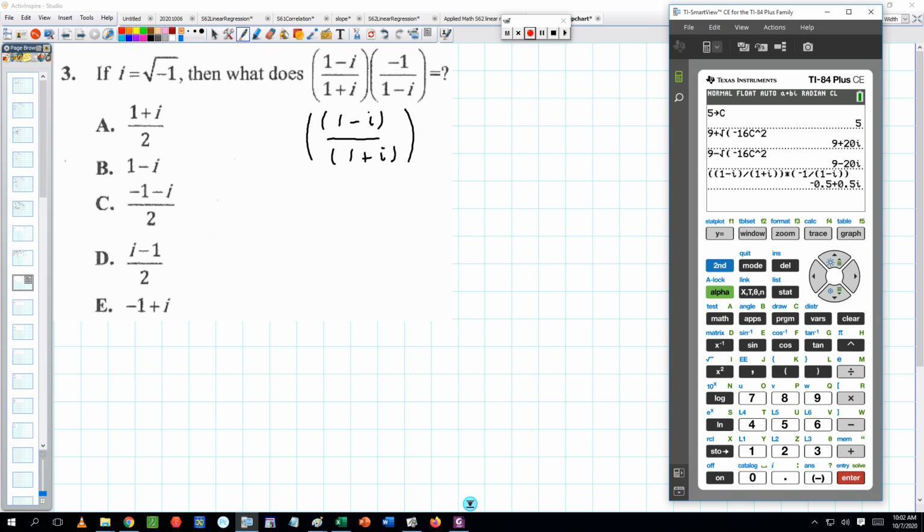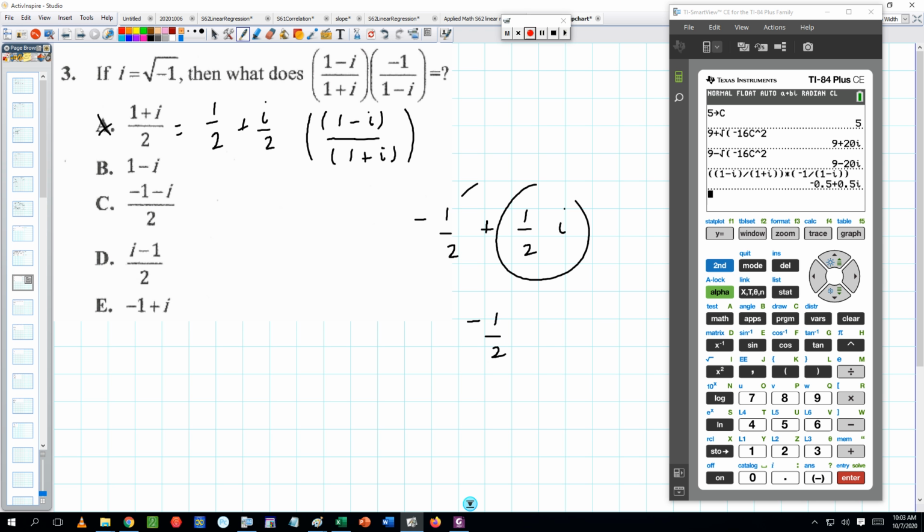-0.5 is -1/2, and 0.5i is 1/2 i. So which one of these is it? This is the same thing as 1/2 plus i over 2. The 1/2 needs to be negative. No. And by the way, this right here is the same thing as i over 2.